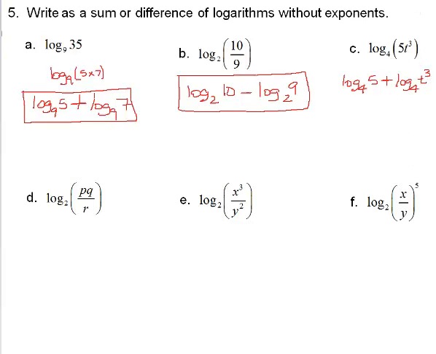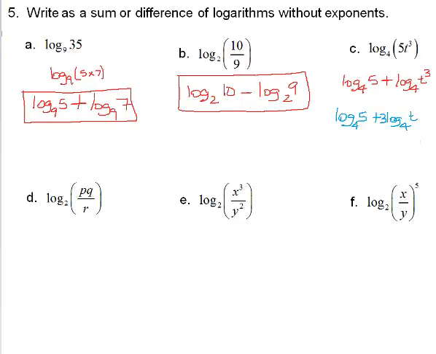Now don't forget the instructions say without exponents. Okay, so what does that mean? That means this exponent has to be moved back down in front, as a coefficient, which you know as the power rule of logs, right? So our final answer for this one will be log base 4 of 5 plus log base 4 of t with the 3 moved down in front.